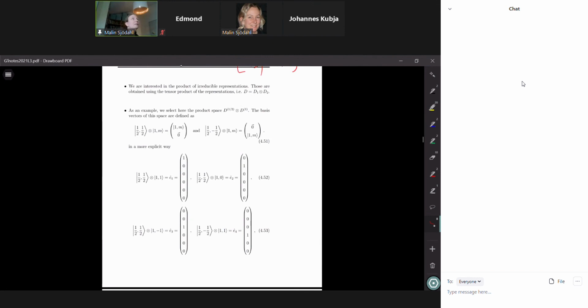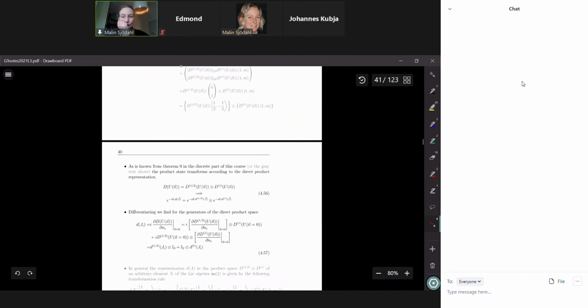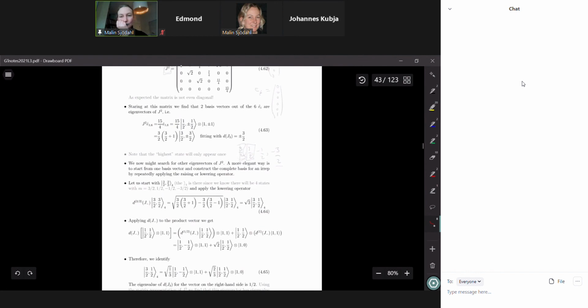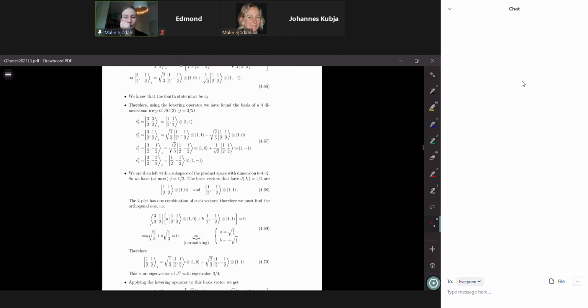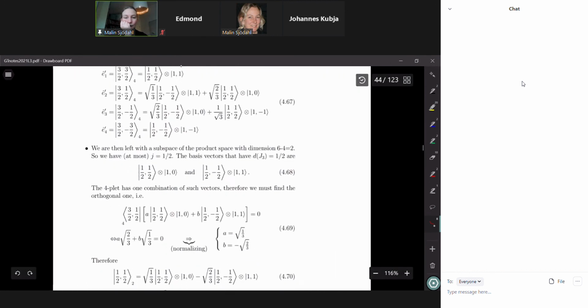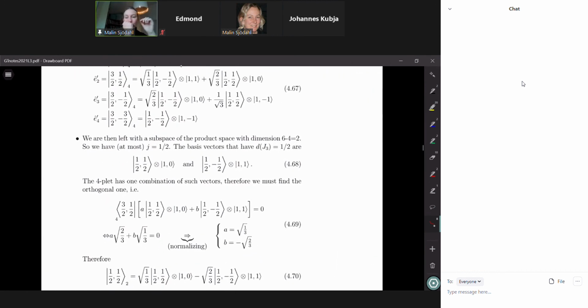I found one thing that I'm thinking about. In equation 469, we pick A and B. What determines the sign of A and B? Why can't we pick A as negative, or is that just a convention?